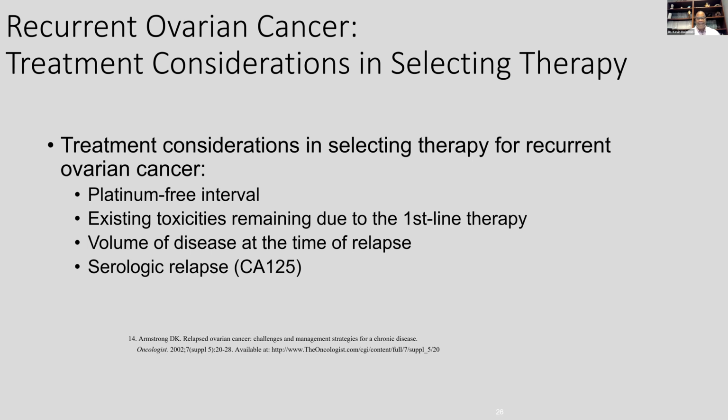The volume of disease at the time of relapse is a marker for prognosis. Serologic relapse is the term we use when somebody has an elevation of CA-125, and yet we see no evidence of disease on the CAT scan. If any of you in the audience have been in that situation, you may have been recommended by your oncologist not to start treatment at that point. That may have confused you, to say, well, why not start treatment right away? That's because there hasn't been a proven benefit to treating with a serologic relapse alone. Next slide.